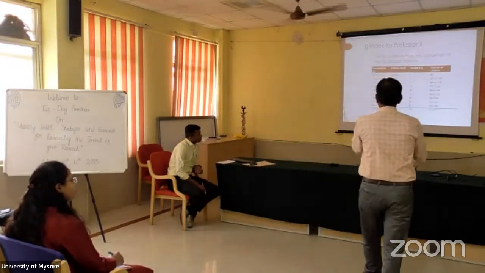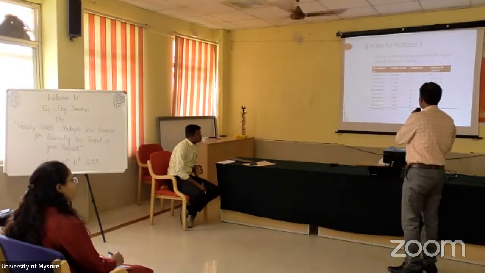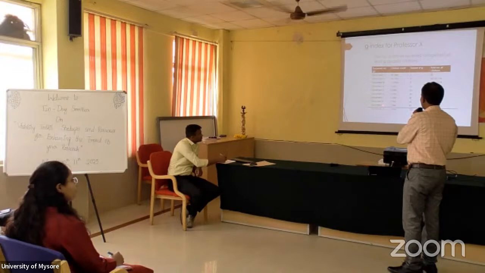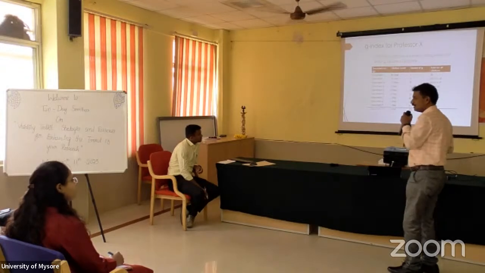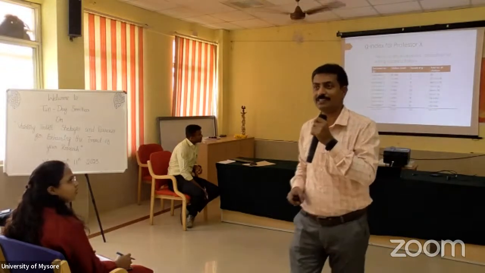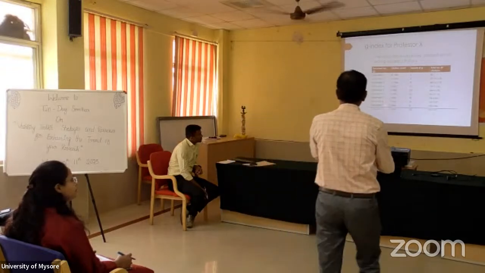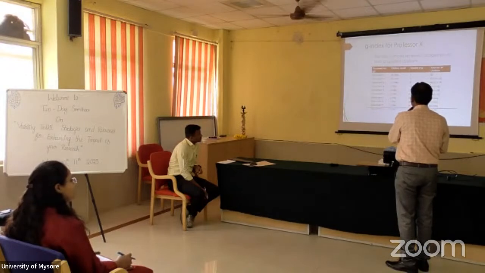So what is the definition? The top g articles received altogether at least g square citations. See here, the 9th article has 81 as its square, and altogether 96. The top g articles received altogether at least g square citations. What would the g be? The g-index is 9, because for the 9th document the square is 81 and 96 is more than that.